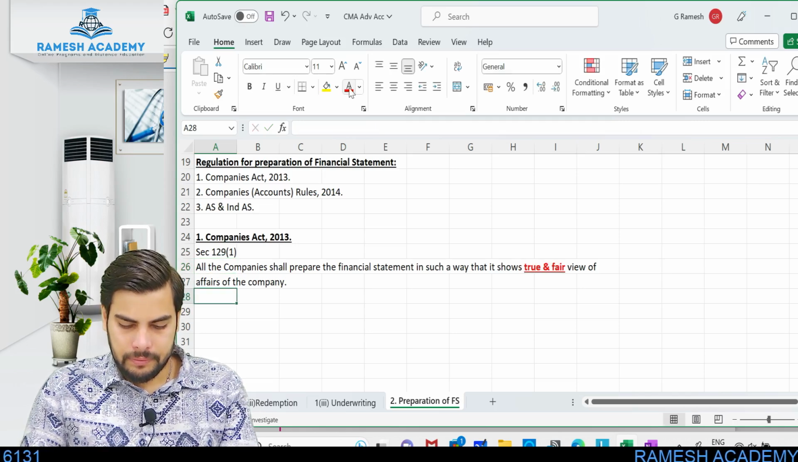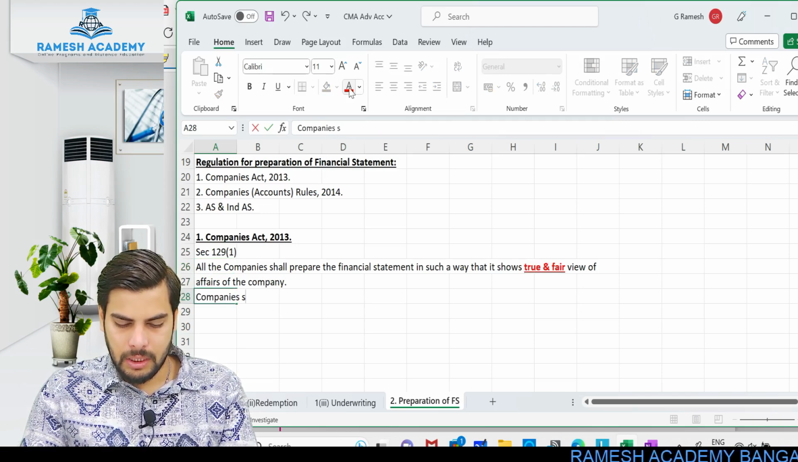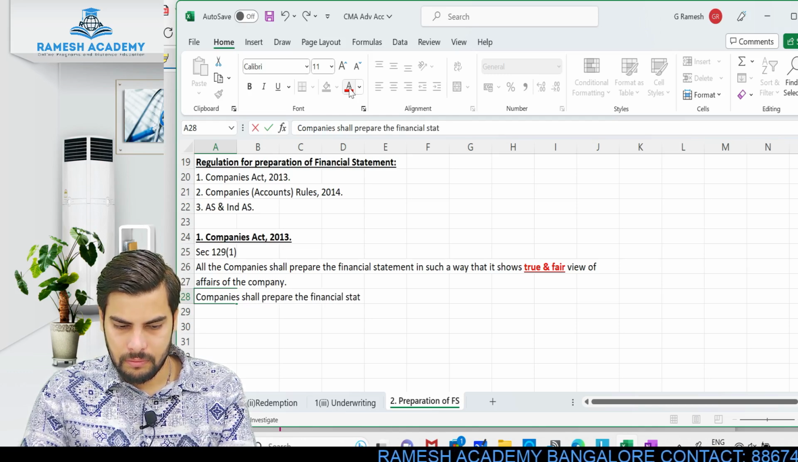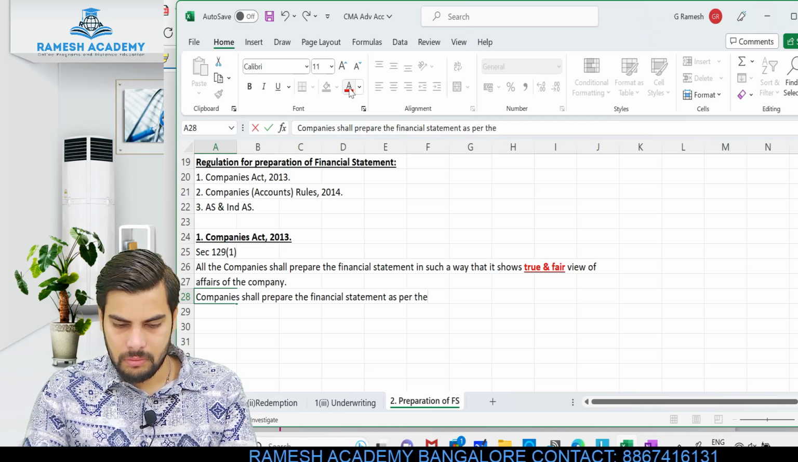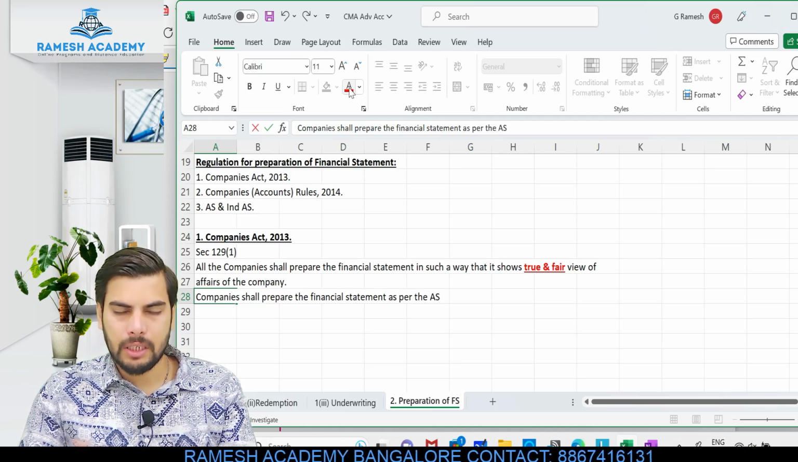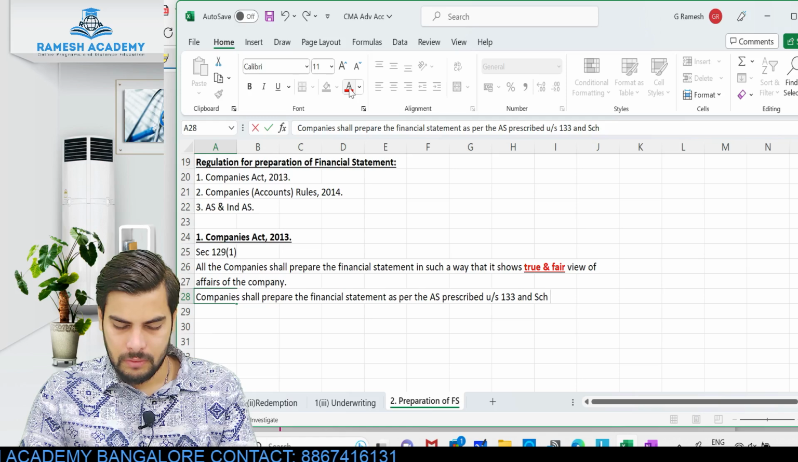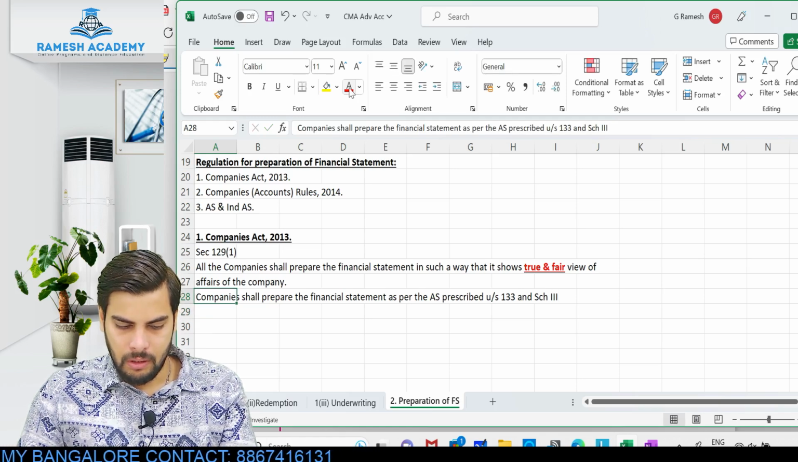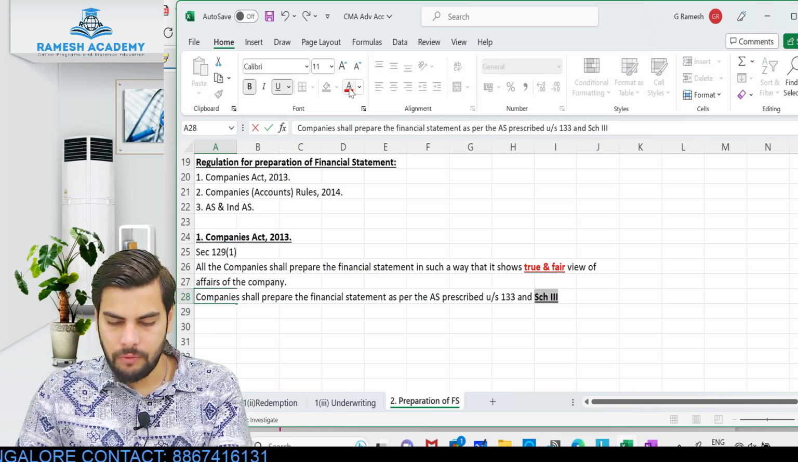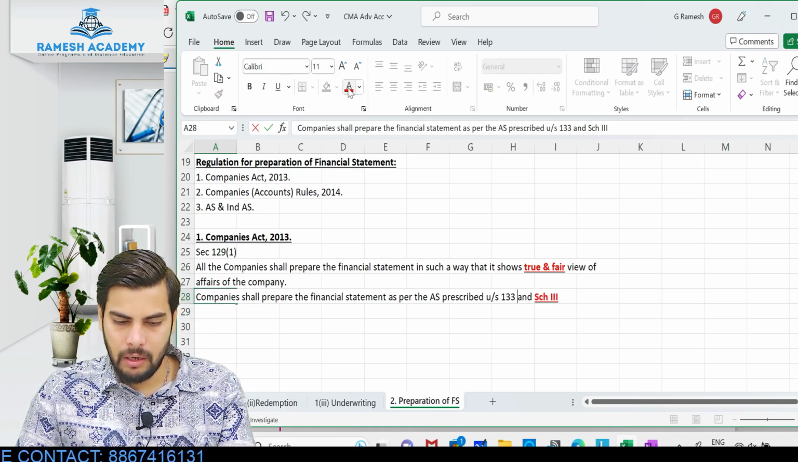Another thing is, companies shall prepare the financial statement as per the accounting standard prescribed under section 133, and schedule 3. So two things over here. One is schedule 3, that is the format in which they are supposed to prepare the financial statement, and the other is accounting standard.